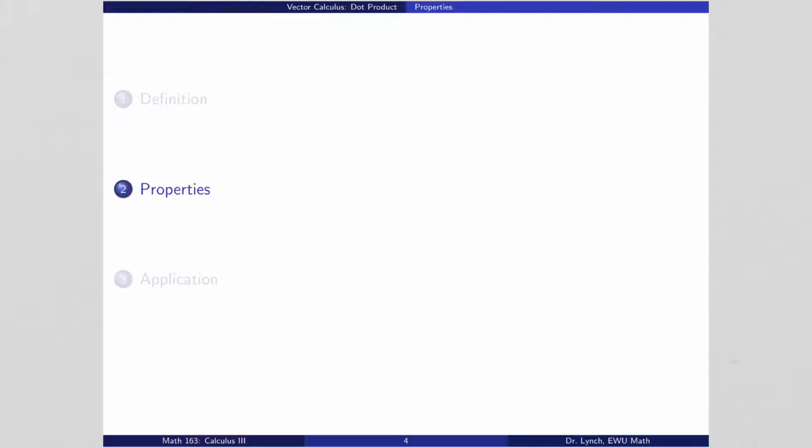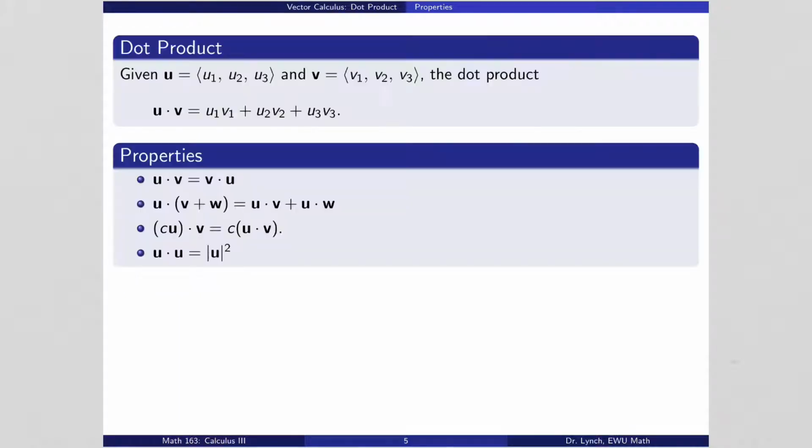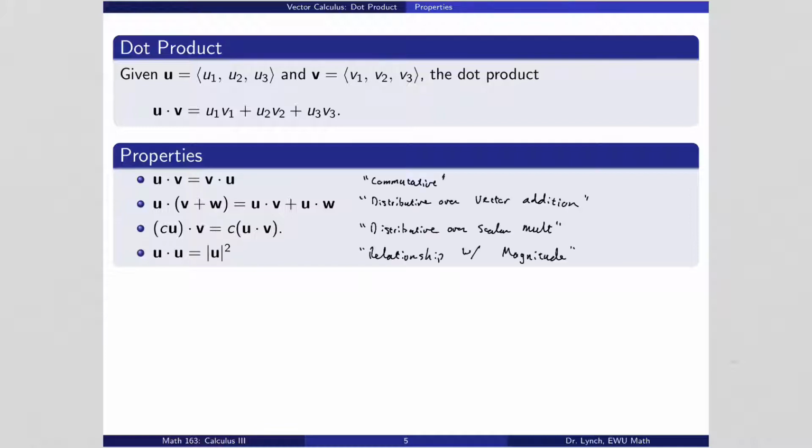Okay, let's go ahead and have a look at some properties of the dot product. Again, here's the definition of the dot product, and here are a few properties. The first of these properties is a commutative property. The second is a distributive property over vector addition. The third is a distributive property over scalar multiplication. And the fourth is the relationship with the magnitude of a vector. So the inner product, or the dot product of a vector with itself, is the magnitude of that vector squared. And the way that one derives all of these properties is by going back to the original definition of the dot product.